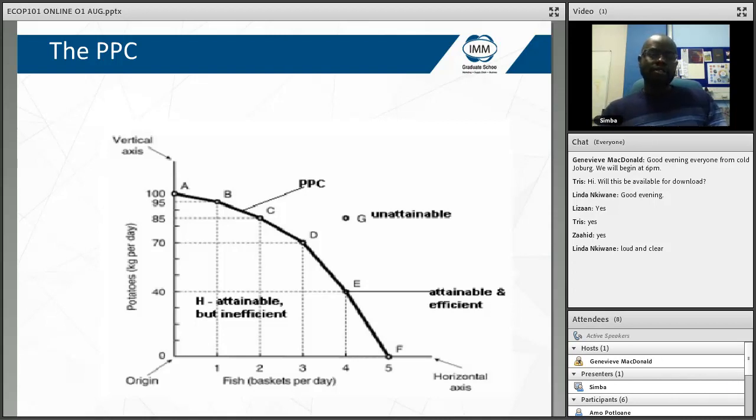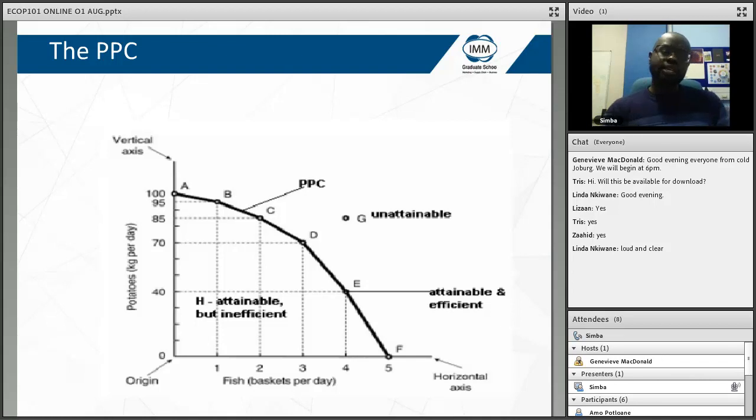When you talk about the PPC, we need to first understand the definition. A PPC is a curve that shows us a combination of two goods that can be produced in an economy if we are using our resources fully and efficiently. On the vertical axis and the horizontal axis, we always put two goods. There's no price on the PPC, so it's always two products. Here we are making an assumption that the society is only producing two goods. But in reality, that does not happen, so we make a simplifying assumption so that what we are explaining becomes easier.